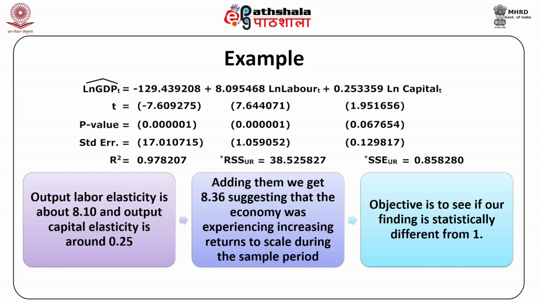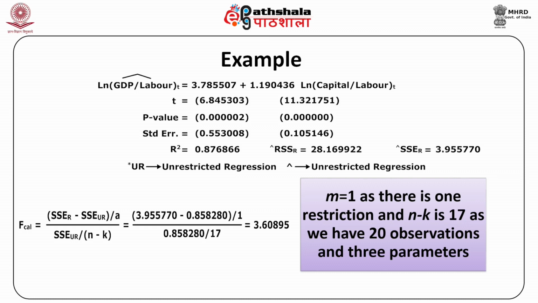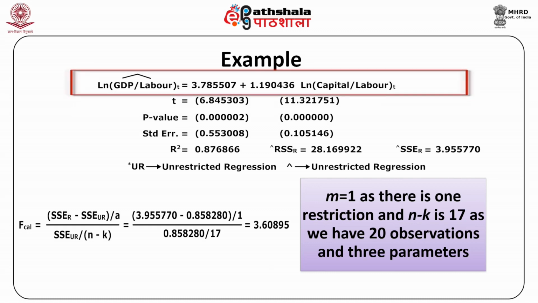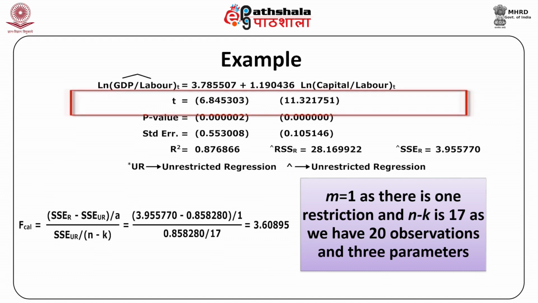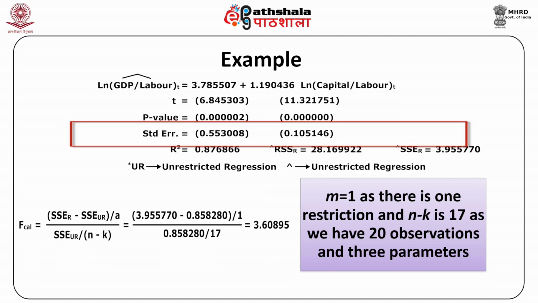Now, our objective is to see if our finding is statistically different from 1. For the purpose, we impose the restriction of constant returns to scale and get the following results. ln GDP divided by labor hat_t is equal to 3.785507 plus 1.190436 ln capital divided by labor_t. The t values are 6.845303 and 11.321751. The p values are 0.000002 and 0.000000.